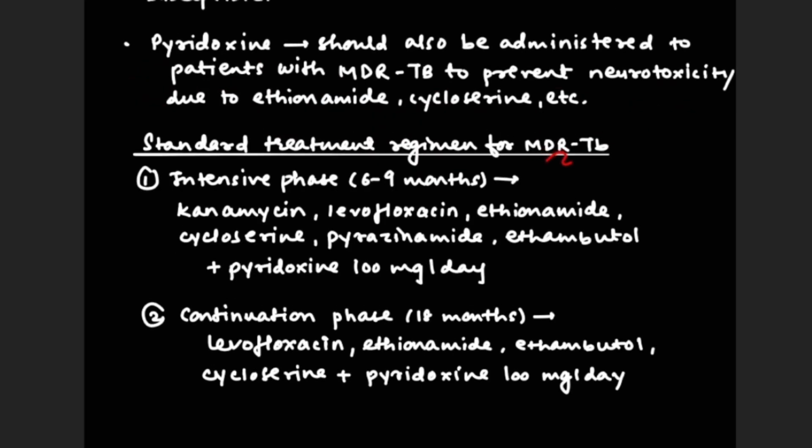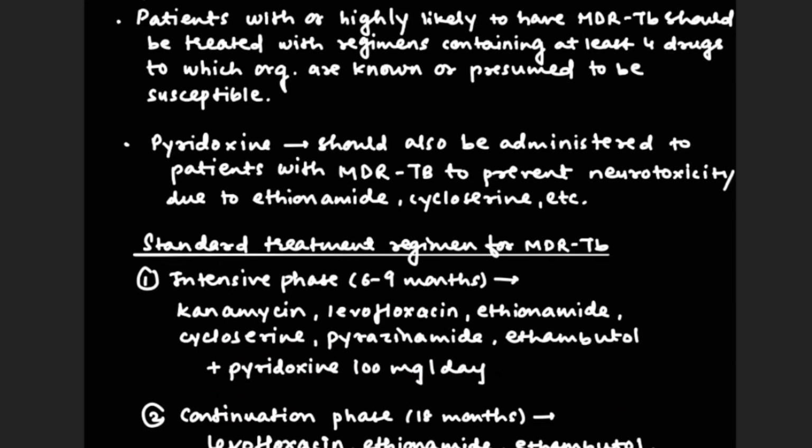Standard treatment regimen for MDR TB. So first is the intensive phase, that is 6 to 9 months. Here the drugs given are kanamycin, levofloxacin, ethionamide, cycloserine, pyrazinamide and ethambutol. As well as pyridoxine is given, which can prevent the neurotoxicity. Dose given is 100 mg per day. The next is the continuation phase, that is of 18 months. Here the drugs are levofloxacin, ethionamide, then ethambutol, cycloserine and pyridoxine, that is 100 mg per day. So this was all about anti-TB drugs.